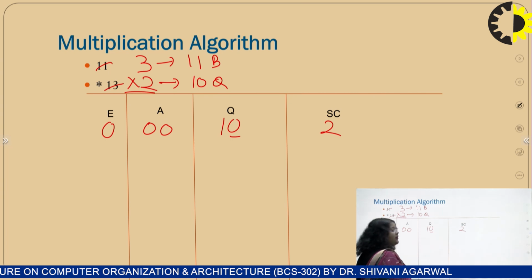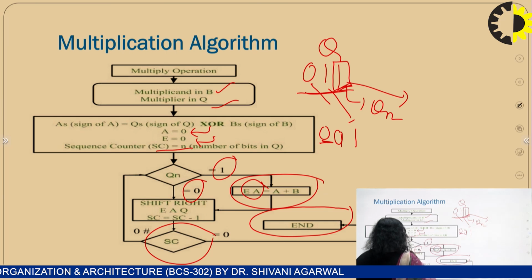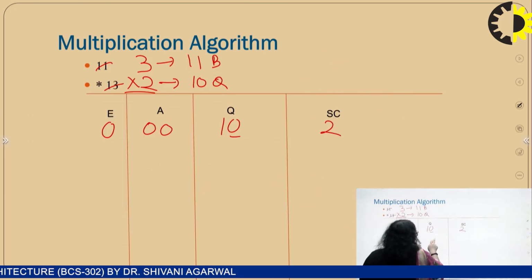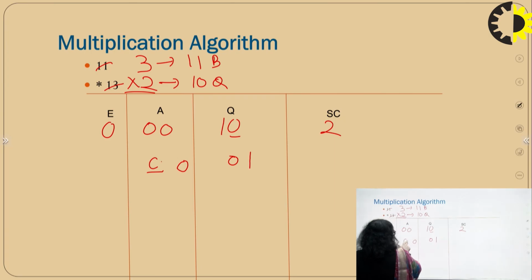Now first we find the Qn value. The Qn value is 0. If the Qn value is 0, what happens? We have to do the logical shift. So this 0 is out, this one is here, this 0 is here, and this is blank, so it is again 0. And the sequence counter is decremented by 1. So this is the first step.